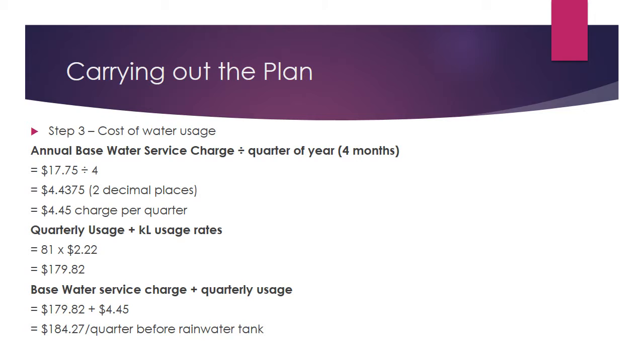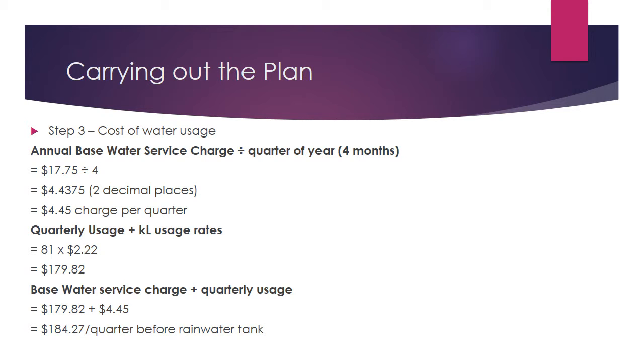Step 3, we find out the cost of the water usage. To do this, we look at the annual base water service charge divided by the quarter of the year, which is 4 months. So the annual base water charge was $17.75 divided by 4, which equals $4. And then as you can see, they needed to round to 2 decimal places, to $4.45.